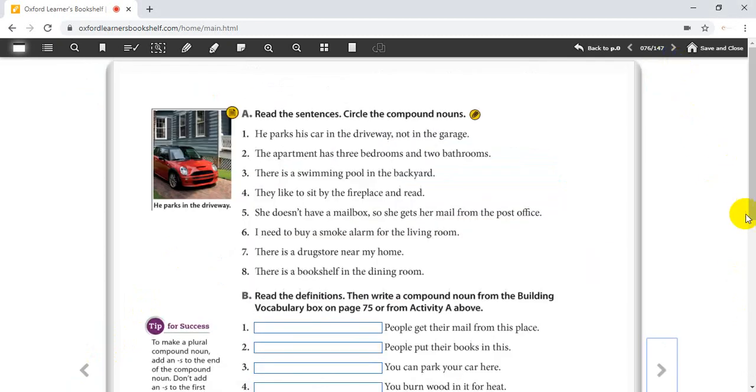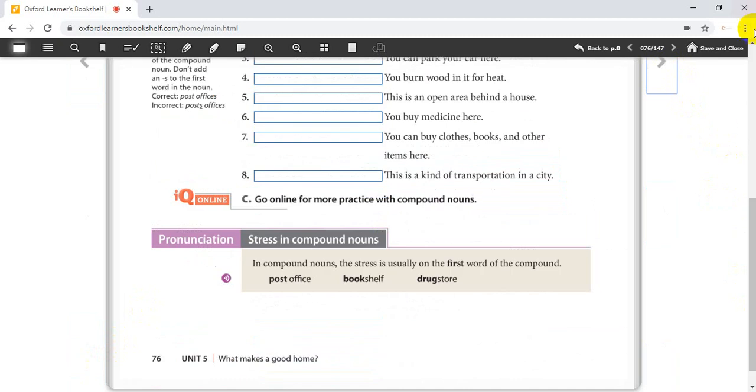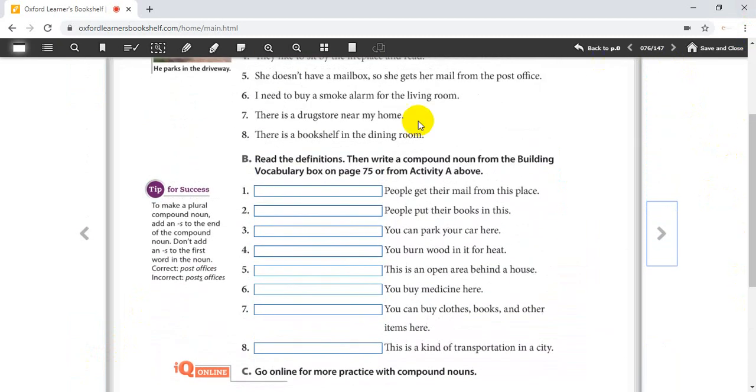And you have to read the definitions in activity B, and you have to write the compound nouns here. So you have to choose the compound nouns from the vocabulary box on page 75, sorry, and from this activity A, and you have to write down the words here, in front of the correct definition. Now let's do number 2.